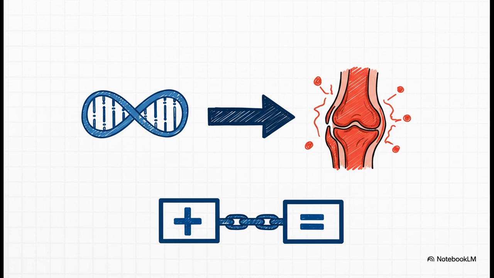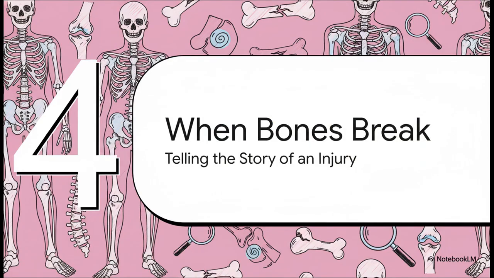You can see here that conditions like Lyme disease or diabetes can actually cause arthritis. In these cases, coders use multiple codes to link them together, telling the full story. This patient has arthritis because they have this other underlying disease. It's a much richer narrative. Okay, now for something a little more dramatic, fractures.